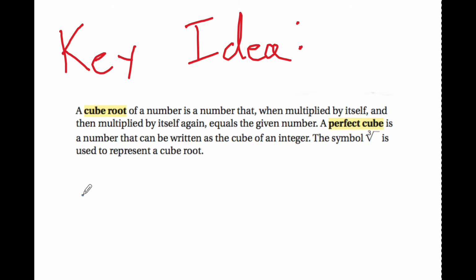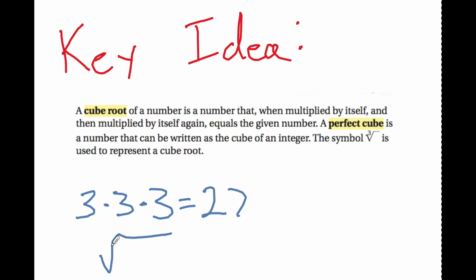We know that 3 times 3 times 3 equals 27. So the cube root of 27 is equal to 3. And this is also a perfect cube because it can be written as the cube of an integer.